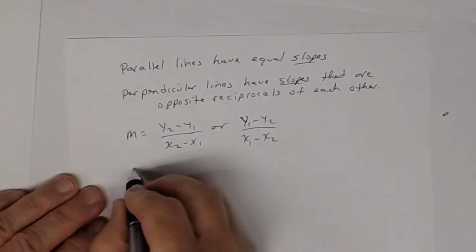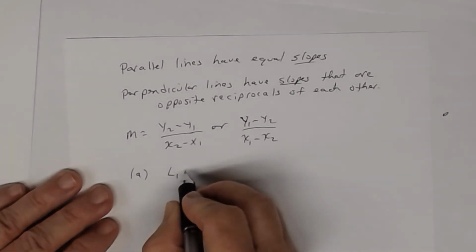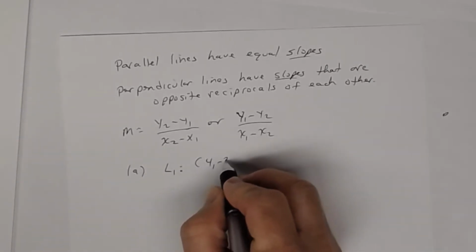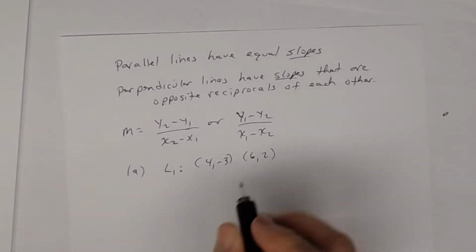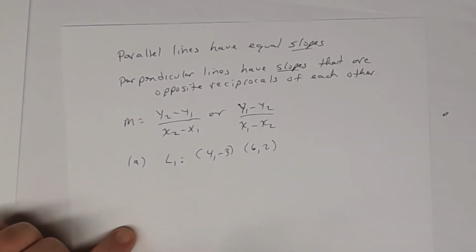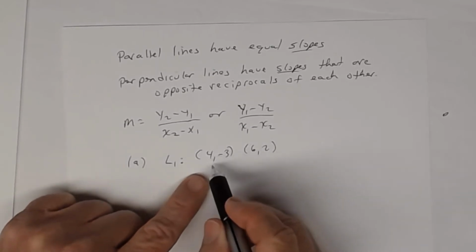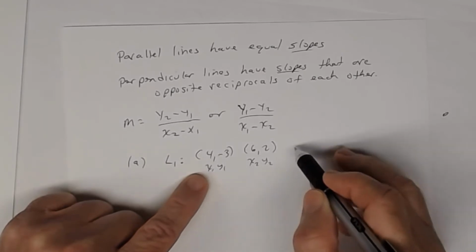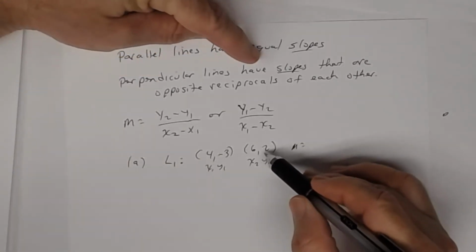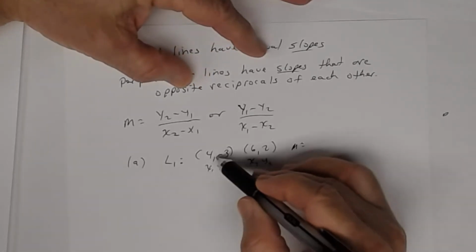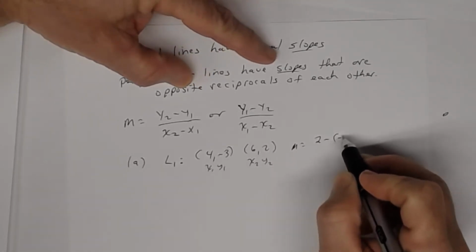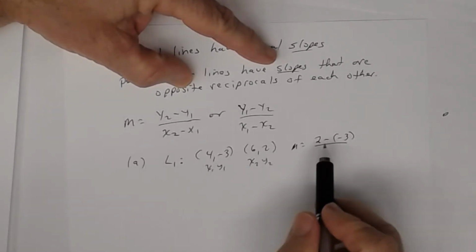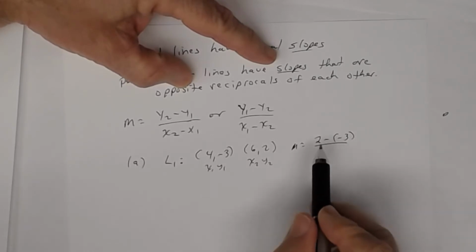In 1a, you're told that line 1 contains these 2 points: 4, negative 3, and 6, 2. Let's find the slope of line 1 first. For some students, it helps to label these points x1, y1, x2, y2. The slope equals, let's start with y2, which is 2, subtract the other y coordinate, negative 3. Be careful: 2 subtract a negative 3. That's y2 minus y1, the change in y.